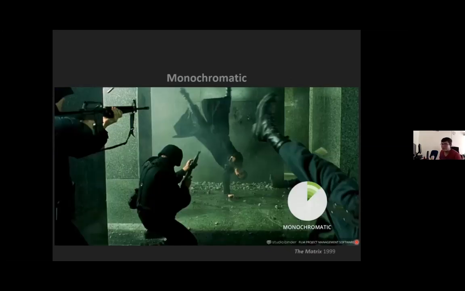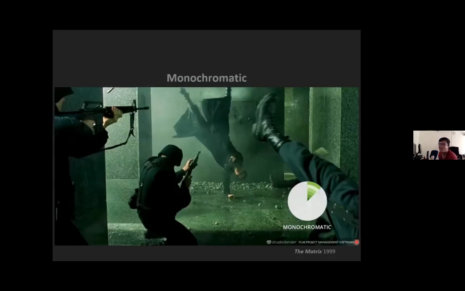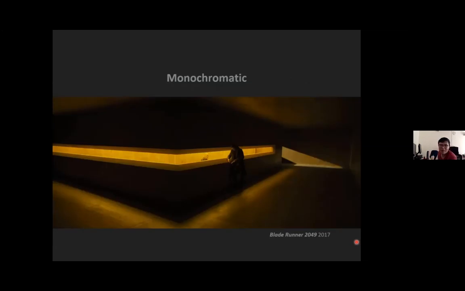Next, this is a very, very famous example. This is The Matrix, 1999. Very green. This one is very purple, and this one is very green. And what's the next example? I'm sure you know. Blade Runner, monochromatic. Blade Runner 2049. Very yellow. There's only one single color source of light, and it's yellow here. So this is a very monochromatic scene.